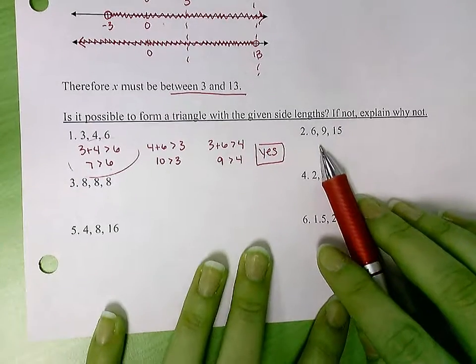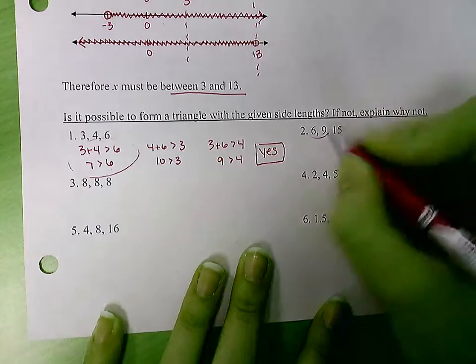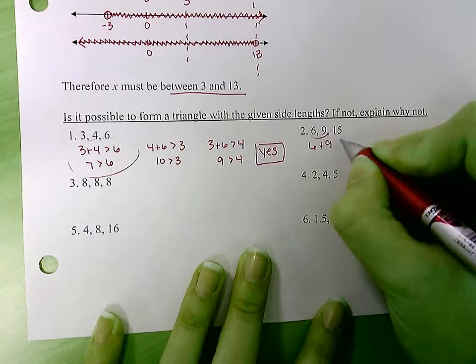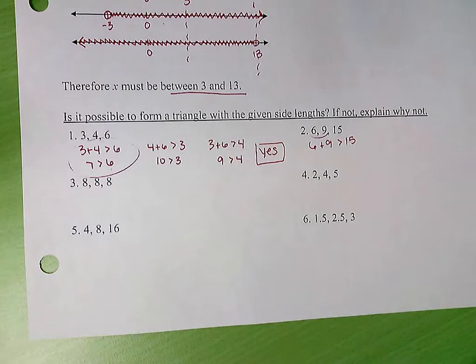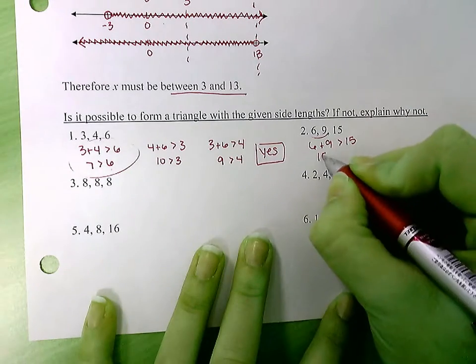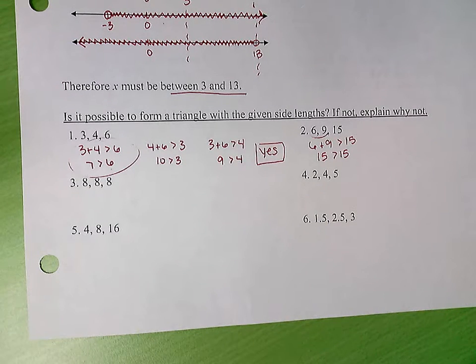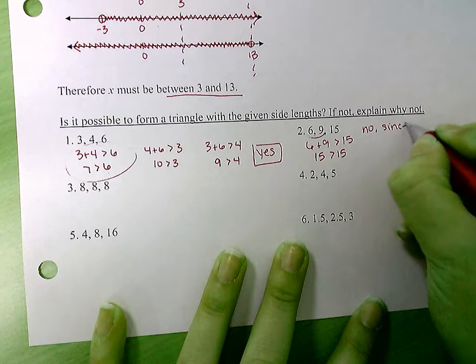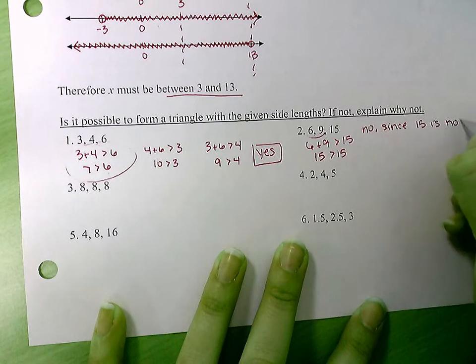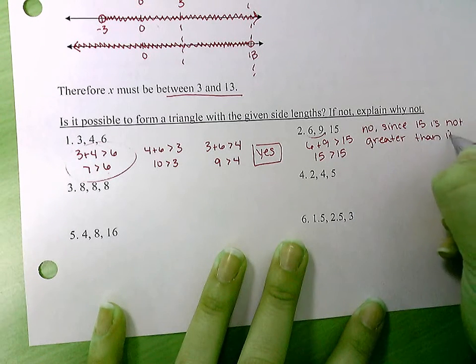So in number 2, our two smallest sides are 6 and 9. So I'm going to add together 6 and 9. That has to be greater than the largest side of 15. So I get 15 is greater than 15. Is 15 greater than itself? No. So this would not make a triangle. So no, since 15 is not greater than itself.